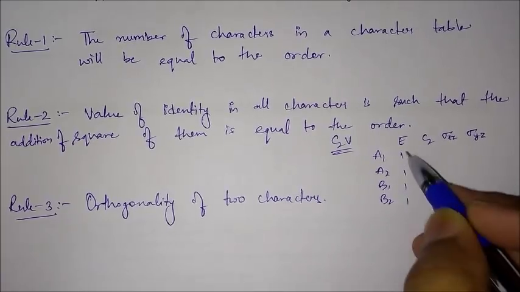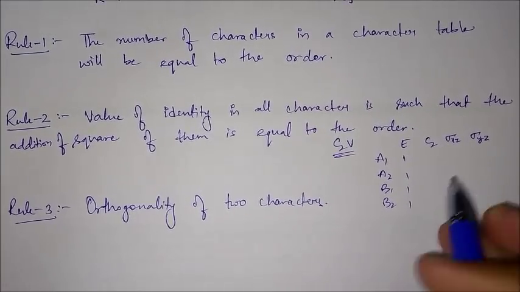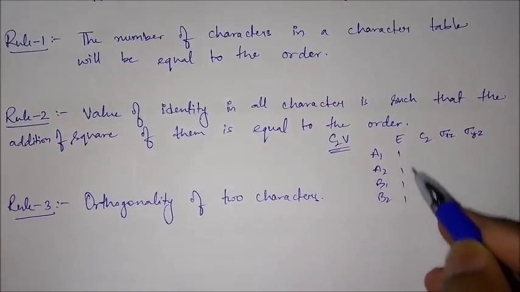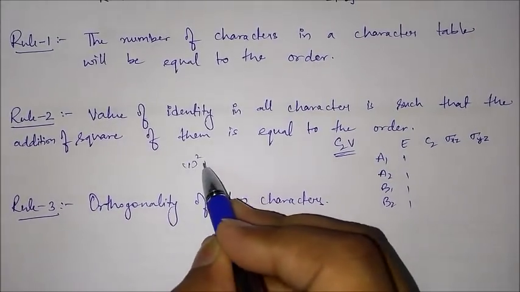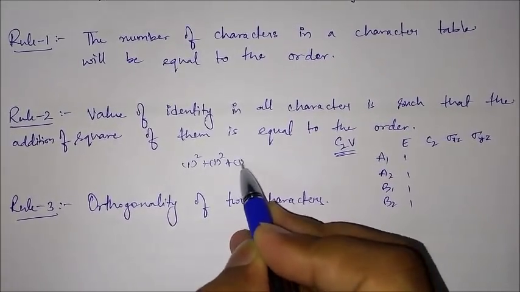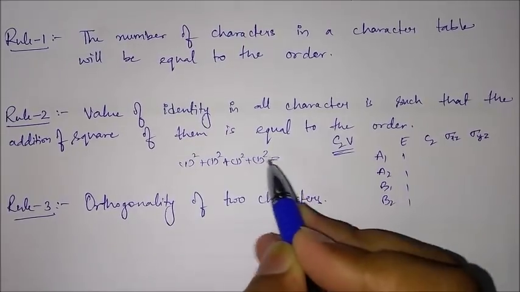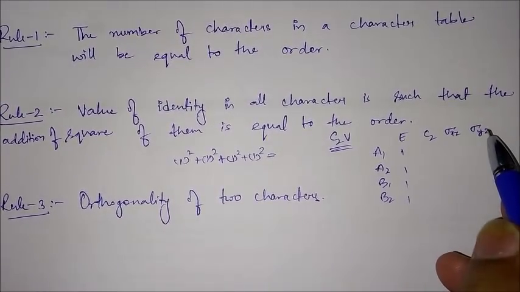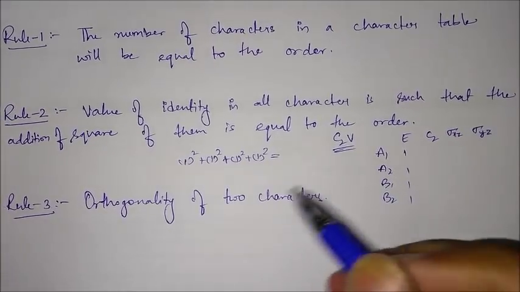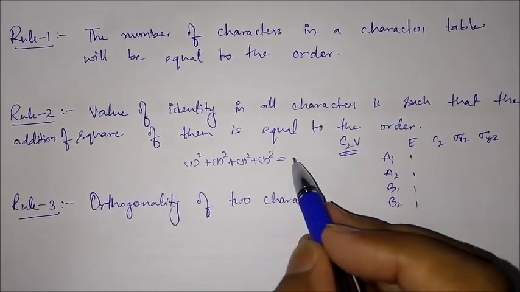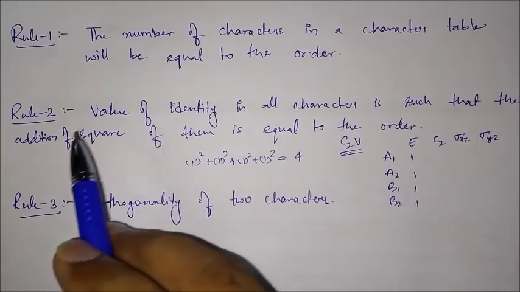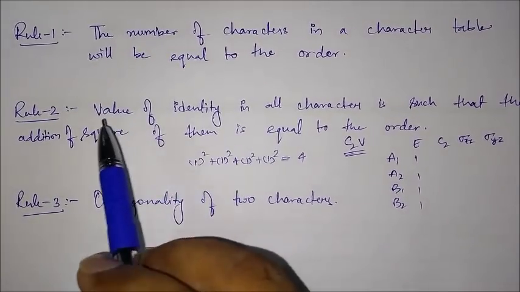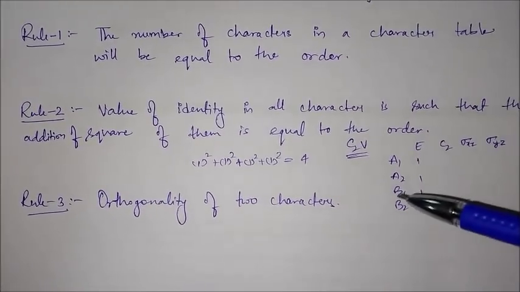If you add the squares of the values of the identity in all the characters, what you should get is the order. The order of this group is 4, because there are 4 different operations. So when you square them and add, you get 4, that's it. This is valid for all character tables.